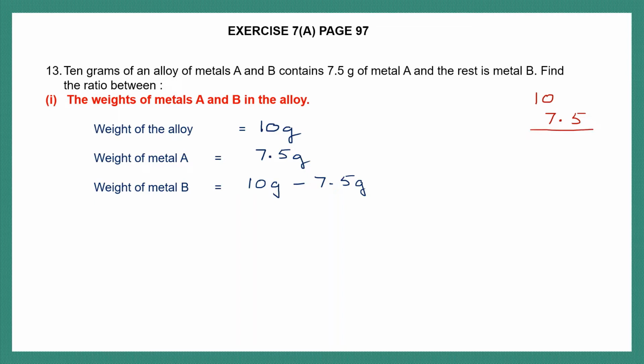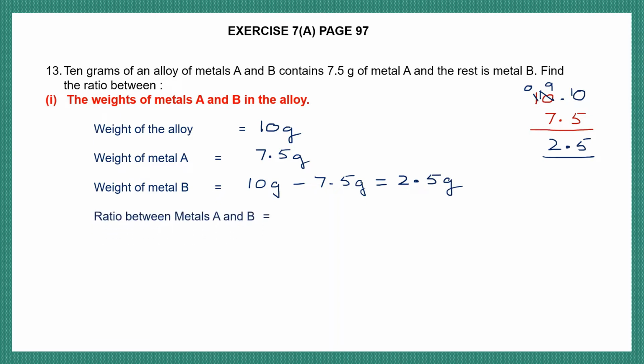Now, whenever we do subtraction of decimals, we need to first make them like decimals and then do the subtraction. Now, 0 minus 5 we can't do, so we borrow. Again, we need to borrow. So this is 0, 10, which becomes 9 and 10. 10 minus 5 is 5, decimal point. 9 minus 7 is 2. So the weight of metal B is 2.5 grams.